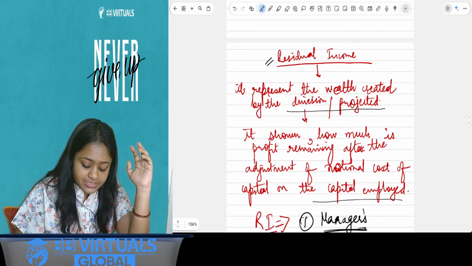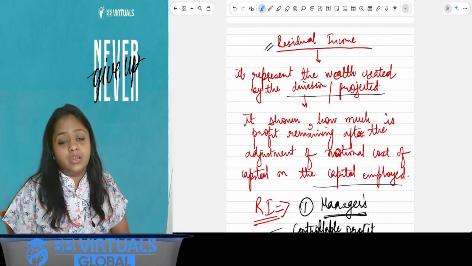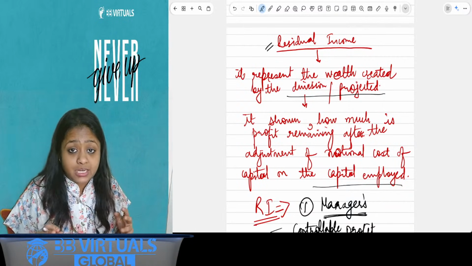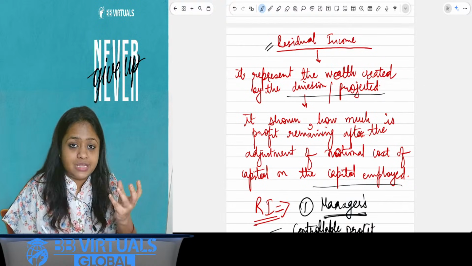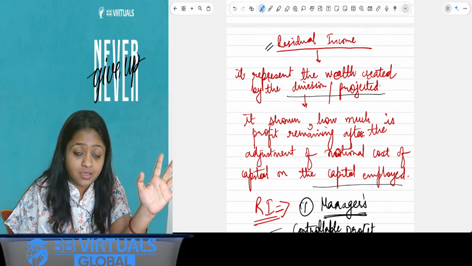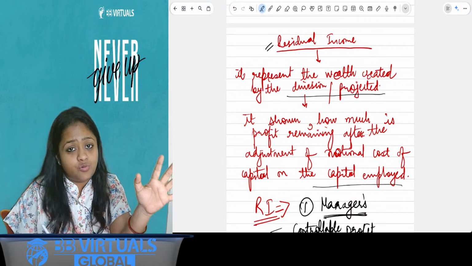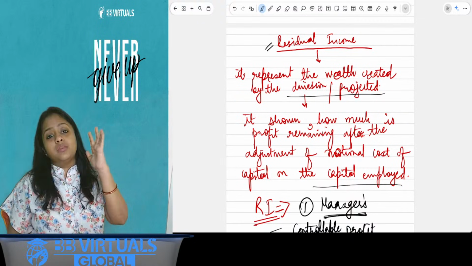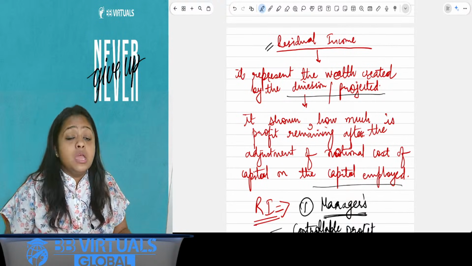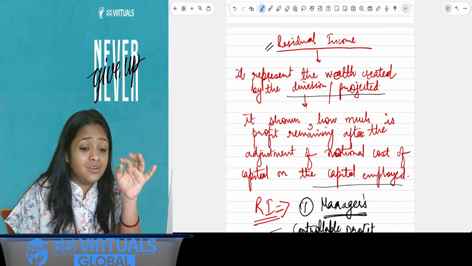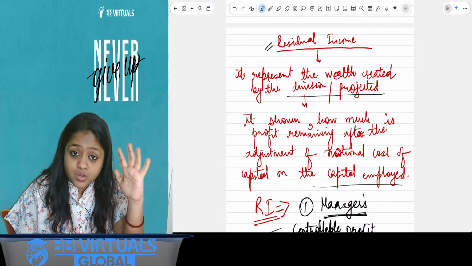Now the next one, residual income. Residual income, what does it represent? It represents the wealth which is created by the division, or the projected wealth. How do you calculate? So residual income is a leftover income, that simply we say, and it is a better yardstick than ROI. Remember it. Yes, when ROI can give you results which are not goal congruent, residual income will never give you those results. But the disadvantage of residual income is it cannot be expressed in the form of percentage. It can only be expressed in absolute terms. So that's the only disadvantage.